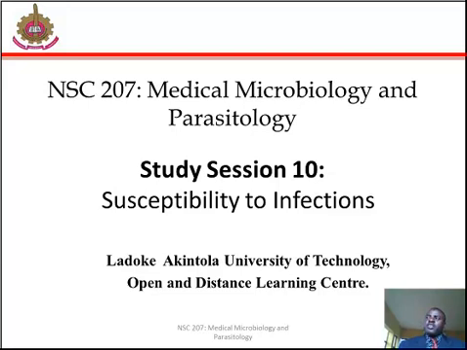In this session, we are going to have a brief discussion on what we have discussed before. This is what we call susceptibility to infection. How can a man be susceptible to infection? I have told you before that when you talk of susceptibility, it means there are some factors in that man that will make him be at risk of contracting infection.